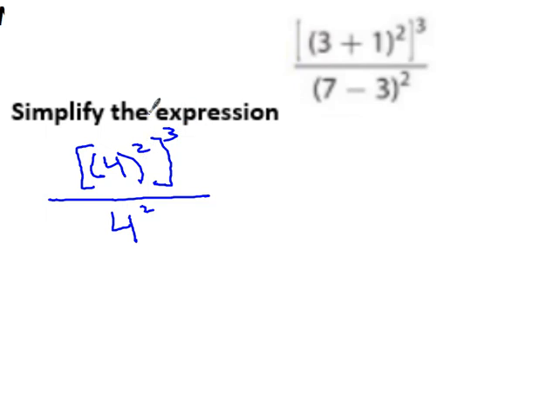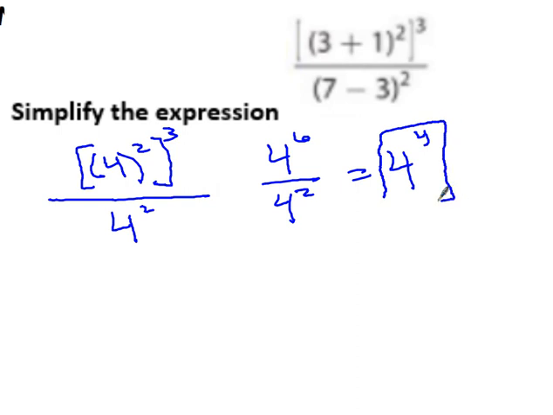Now I have to figure out why I have 4 to the power of 2, all raised to the power of 3. So this is where we have a power of a power, where I multiply these two values. 2 times 3 is 6. So the whole top ends up simplifying to just 4 to the 6th over 4 squared. And that is equal to 4 to the 4th, because then I get to subtract, because this is the quotient of powers. And I can stop there. We don't need to simplify 4 to the 4th.